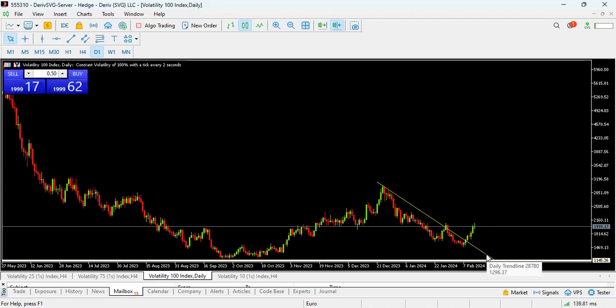It appears the downtrend has been broken. So we expect the price to come back for a retest before we think about buying. All right, let me see if this will work.